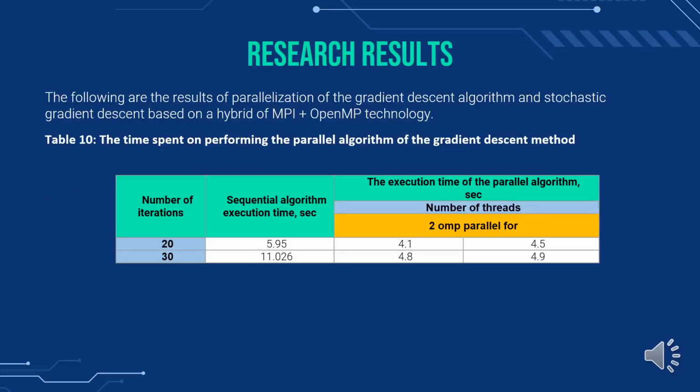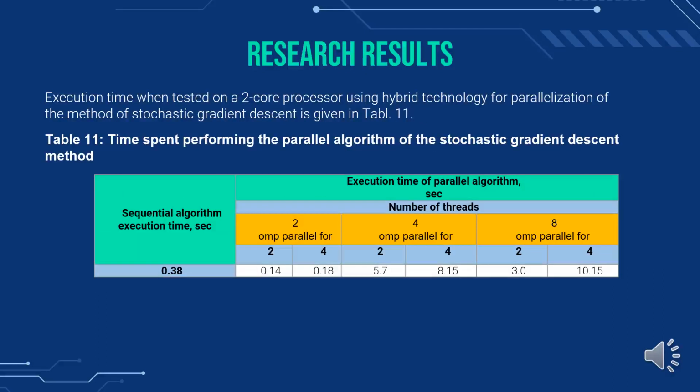The following are the results of parallelization of the gradient descent algorithm and stochastic gradient descent based on a hybrid of MPI and OpenMP technology. Table 10. The time spent on performing the parallel algorithm of the gradient descent method. Execution time, when tested on a two-core processor using hybrid technology for parallelization of the method of stochastic gradient descent, is given in Table 11. Table 11. Time spent performing the parallel algorithm of the stochastic gradient descent method.